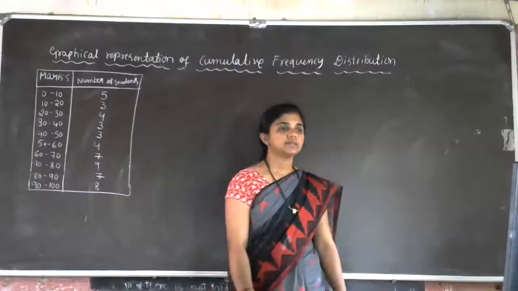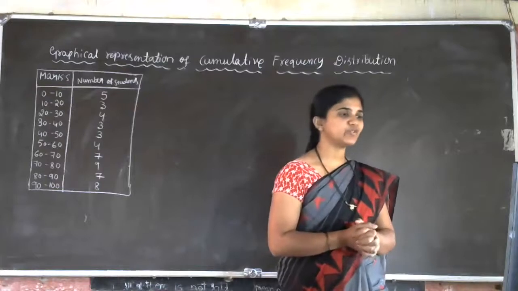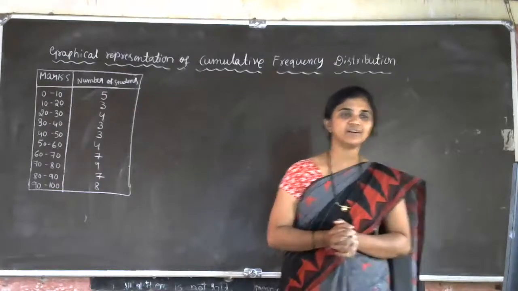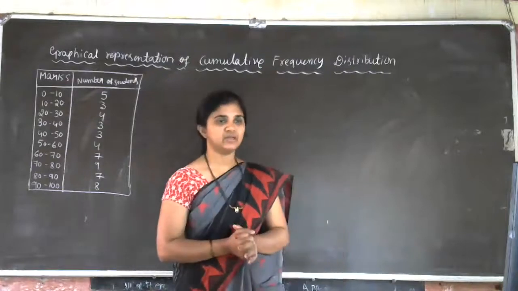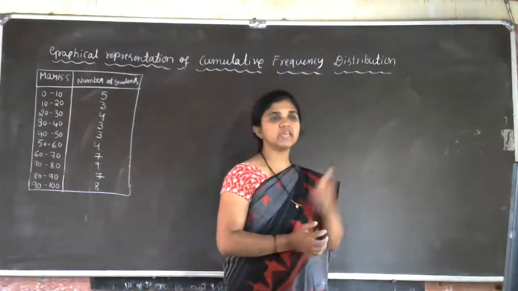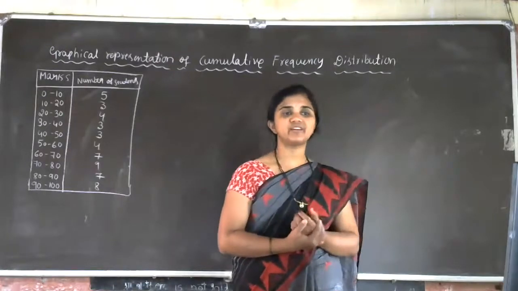Okay. Welcome to the mathematics class. So we are discussing the statistics chapter, and we have reached the last part of it. We have finished mean, median and mode, the three measures of central tendency.